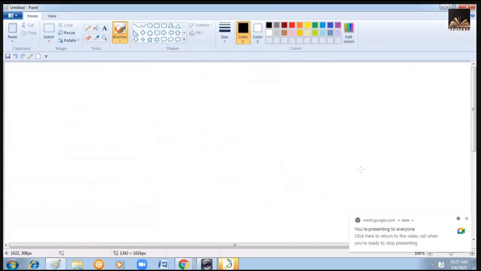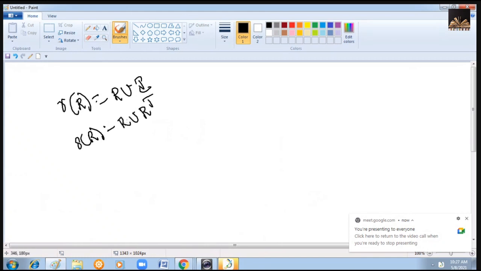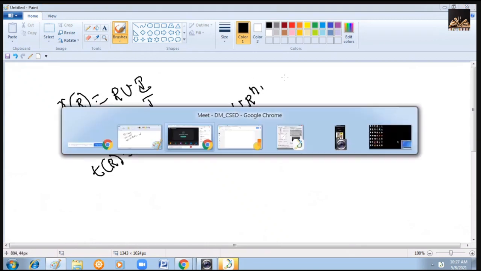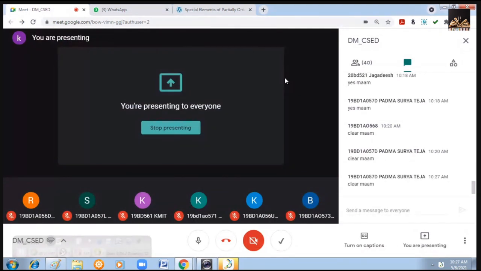So this is about the closures of the relations: reflexive closure, transitive closure, and symmetric closure. So how do we calculate the reflexive closure? R union I. Similarly, symmetric closure is R union RT, and the transitive closure is R union R power 2 union R power 3 union, so on up to R power n, where n is the number of elements in the given set. So these are the three closures of relations.